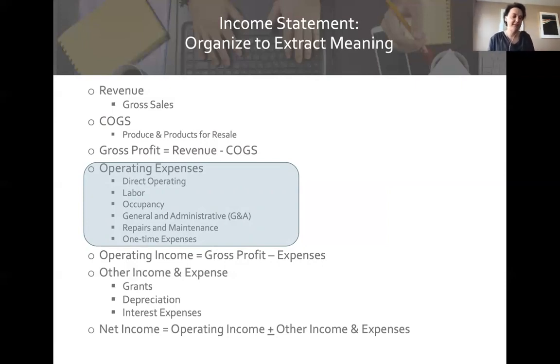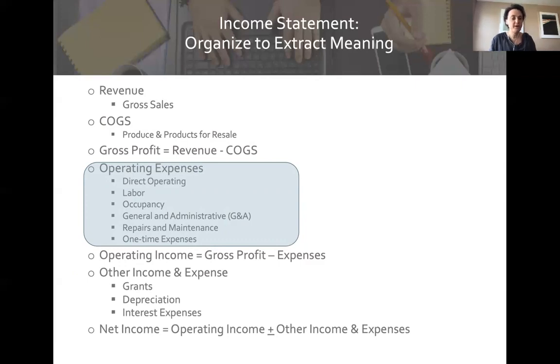So general and admin. We have repairs and maintenance. And again, you could argue that that's part of direct operating expenses because if your irrigation system is broken, you don't have a business. So you need to repair and maintain your irrigation, your fencing, etc. But I keep it separate just because it's such a big expense and a primary expense for a farm business that I think it's worth calling out separately, beyond just the direct operating expenses.